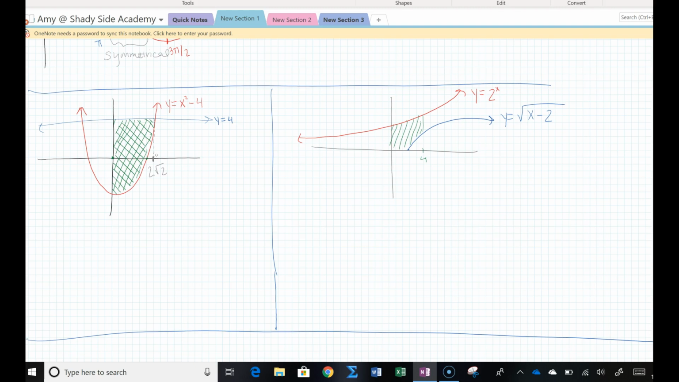Could I do it in 2 separate intervals? You certainly could. You wouldn't need to. What would that look like? You would have to do from 0 to 2, and then 2 to 2 root 2.